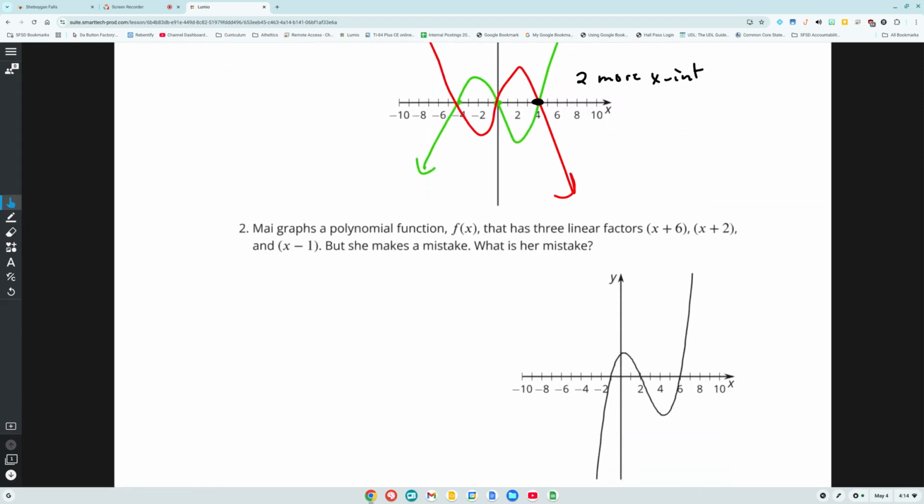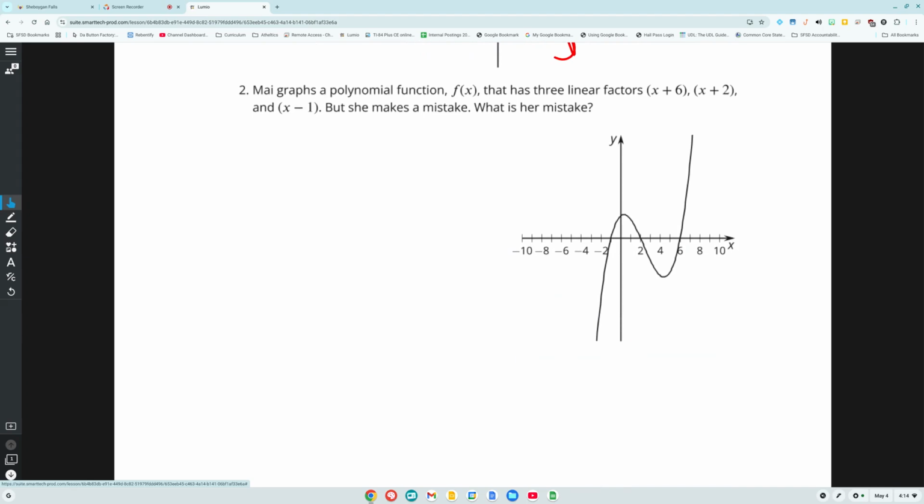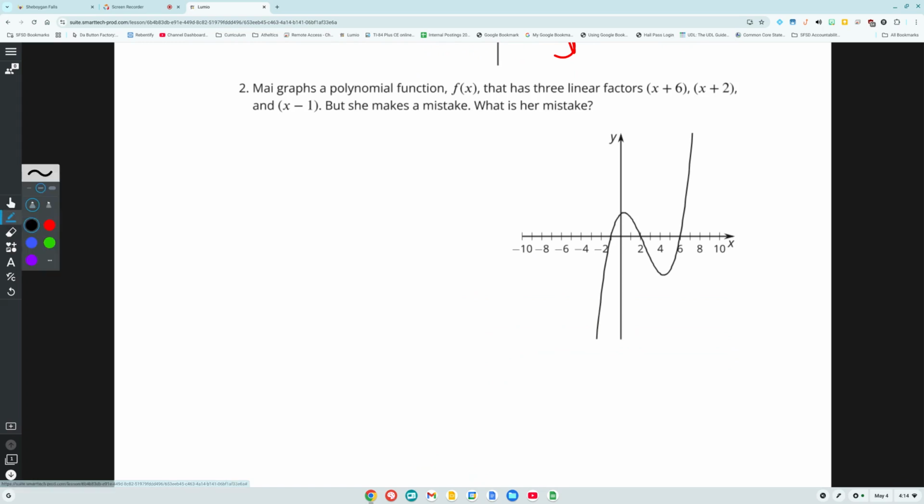Okay. My graph's a polynomial function f of x that has 3 linear factors, but she makes a mistake. What is her mistake? Well, if she's taking a look at this, I should have the zeros of -6, -2, and +1. But if I look at her graph, she has the zeros at 6, 2, and -1. So her zeros are opposite of what they should be.